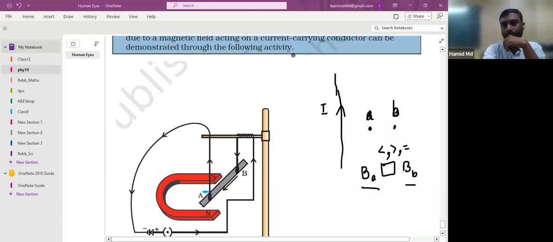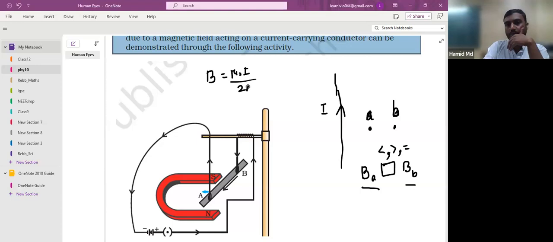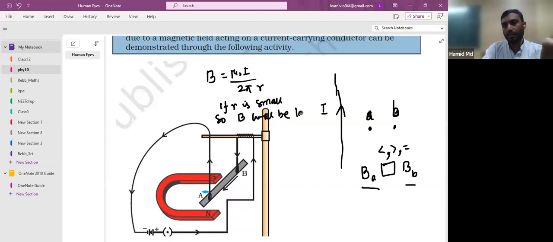good. Will you explain why, Shoaib? Point A is nearer to the current. Okay, so B is mu naught I over 2 pi r. When r is small, it is reciprocal, so B will be large. B will be large, right?